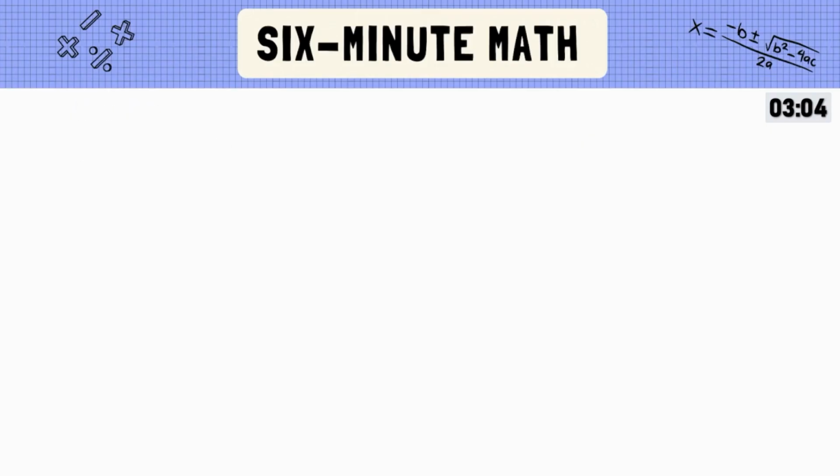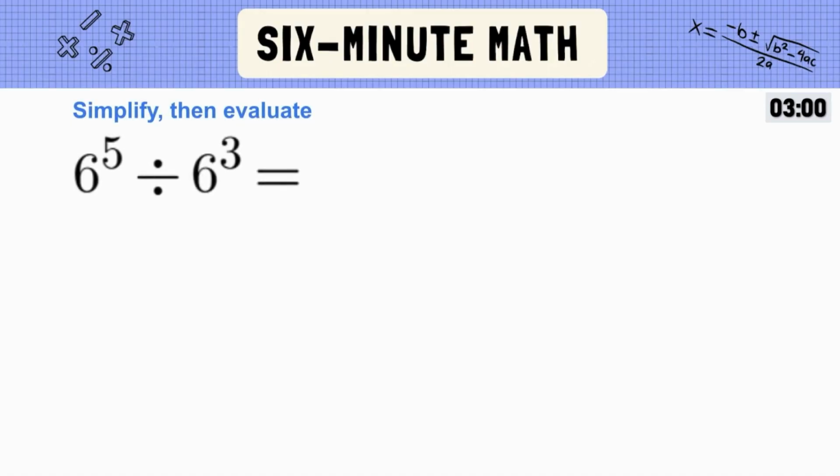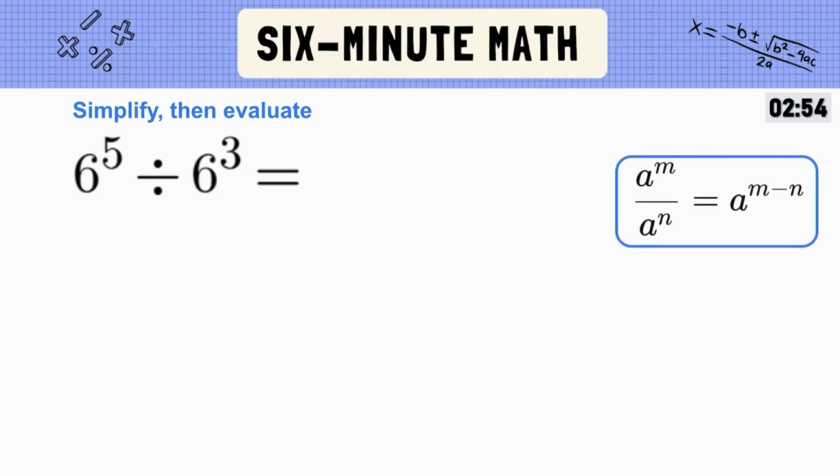Let's look at some quotient law examples. We're going to simplify again and evaluate 6 to the power of 5 divided by 6 cubed. I have my quotient law that states if I have powers with the same base, which I do of 6, I can subtract my exponents. My base stays the same, and 5 minus 3 is equal to 2. Evaluating 6 squared, I would get 36.